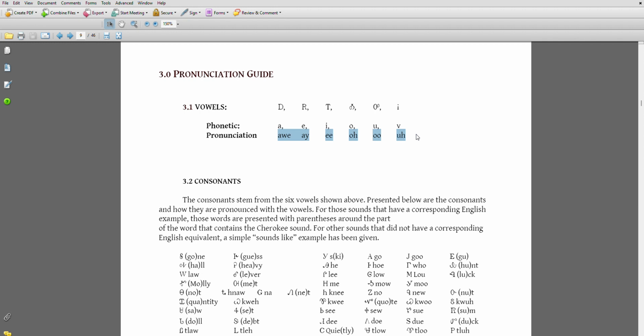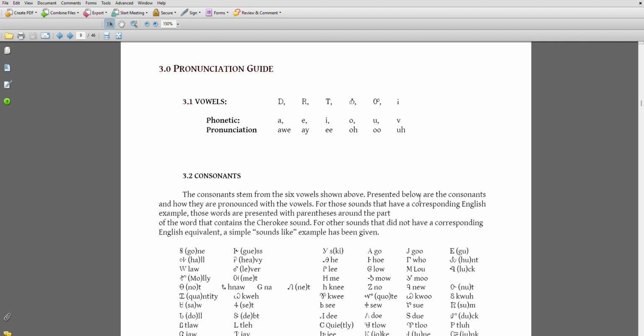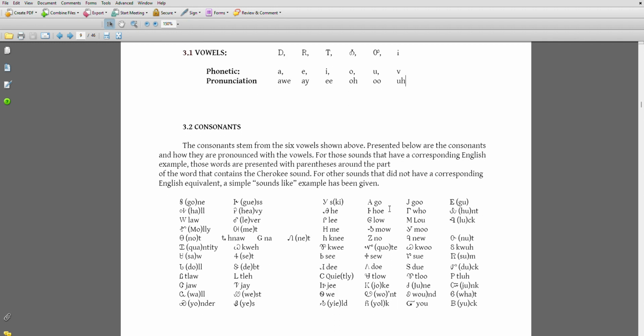The consonants stem from the 6 vowels shown above. Presented below are the consonants and how they are pronounced with the vowels. For those sounds that have a corresponding English example, those words are presented with parentheses around the part of the word that contains the Cherokee sound. For other sounds that did not have a corresponding English equivalent, a simple sounds-like example has been given. So even though O is different than English, I do give English words that use O, but it's not the same pronunciation.